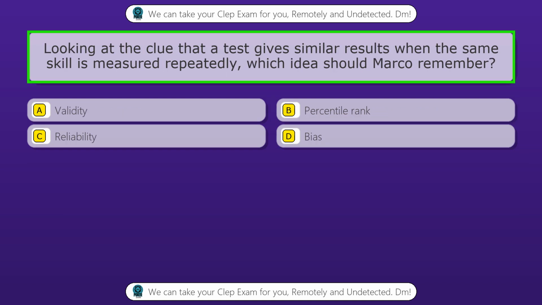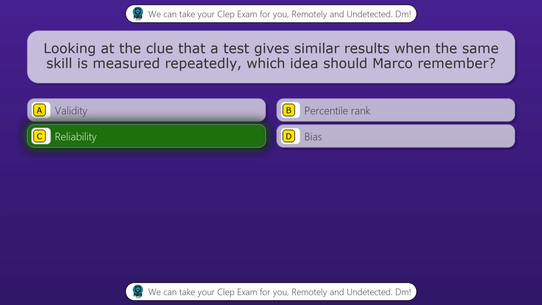Question 56. Looking at the clue that a test gives similar results when the same skill is measured repeatedly, which idea should Marco remember? Option A, validity. Option B, percentile rank. Option C, reliability. Option D, bias. The correct answer is option C, reliability.